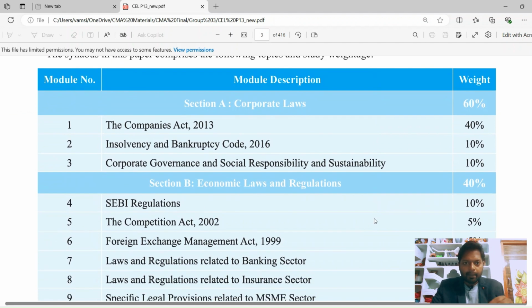The law paper is divided into two sections, that is section A and section B. Section A covers 60% and section B covers 40%. The topics in section A, corporate laws, are the Companies Act 2013 40%, Insolvency and Bankruptcy Code 2016 10%, Corporate Governance and Social Responsibility and Sustainability 10%. A student who covers all these three topics has a chance to gain 60% of the marks.